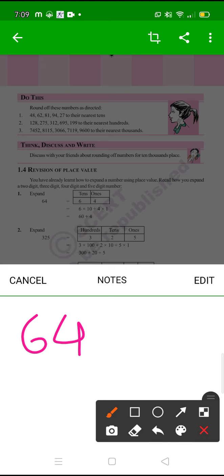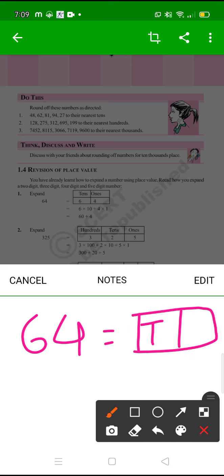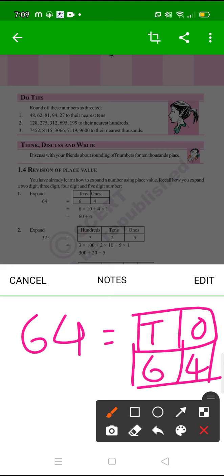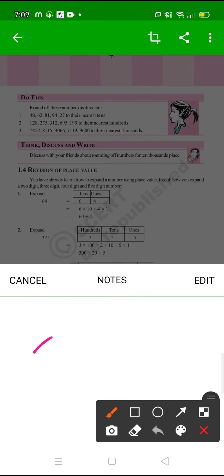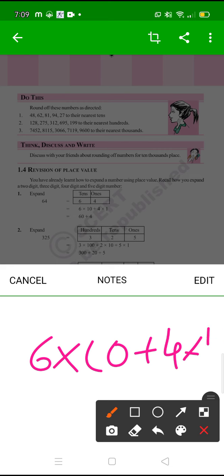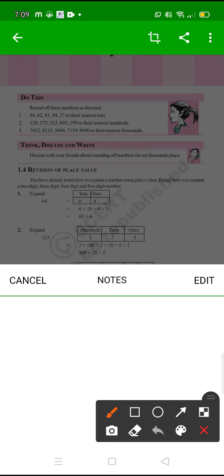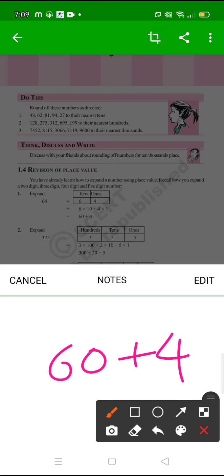Here you have two digits. So you already know that this is the tens place and ones place. Under tens what number is there? 6. Under ones, 4. You can write in this way: 6 is in tens place, so you can write 6 into 10 plus 4 into 1. So you can write 60 plus 4.